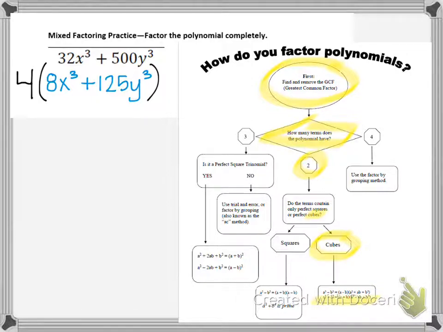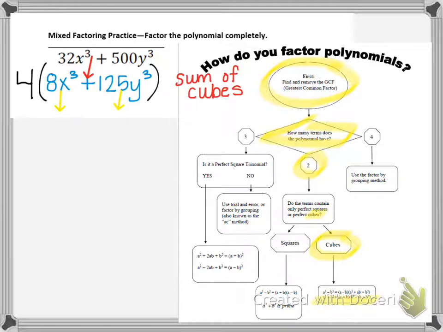Well, I know that this problem follows the sum of cubes pattern because, let's write that down, there's a plus sign in our problem. If there was a minus sign in our problem, I would want the other version, which was the difference of cubes. Okay, so now we have to figure out our a and our b to use in our formula.